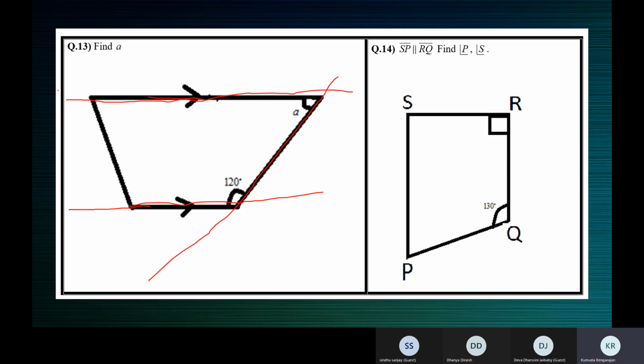Here, you can produce it. Just to understand better, you can produce the line. You can produce a side like this. And this is the transversal. So you can see these are allied angles. This one and this one, they are allied angles. And allied angles will be supplementary here because the lines are parallel.